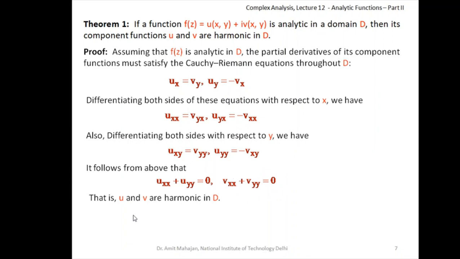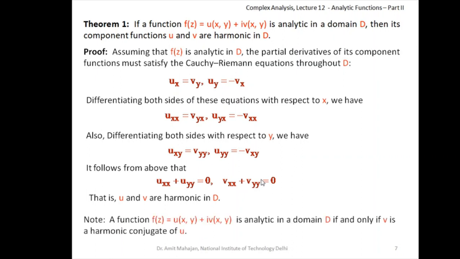Okay, so this is again an important result to remember: if a function is analytic, then its real part must be harmonic and its imaginary part must be harmonic. That means they satisfy this equation. One important point here: if a function is analytic in a domain D, then we say that v is a harmonic conjugate of u. So the imaginary part v is the harmonic conjugate of the real part u.